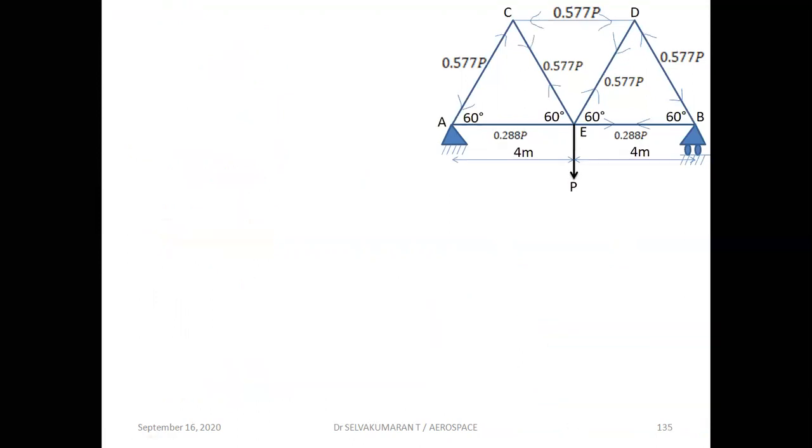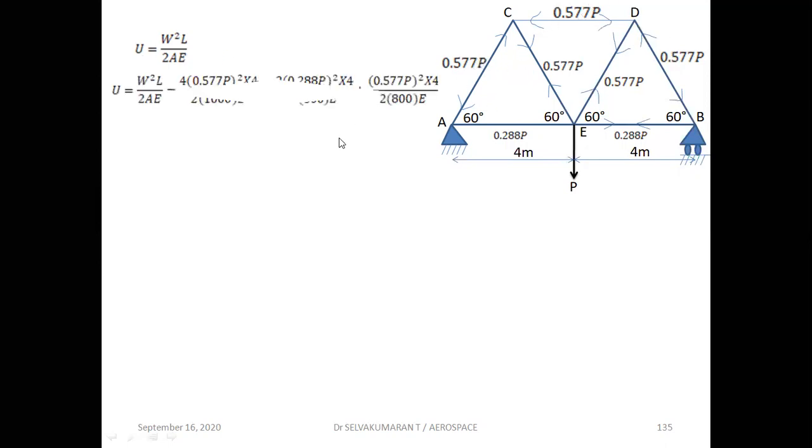Now, with the help of the strain energy stored due to axial loading, that is W square L by 2AE, where W is the axial force in all the members, the total is the sum of W square L by AE. A is the area, already given: for all inclined members 1000 mm square, and for all horizontal members 800 mm square. For example, for this case, 0.577 P whole square into this length 4 meter, divided by 2, area for the inclined 1000, into E, Young's modulus, which is given. Like that, we have to sum it up for all the members.